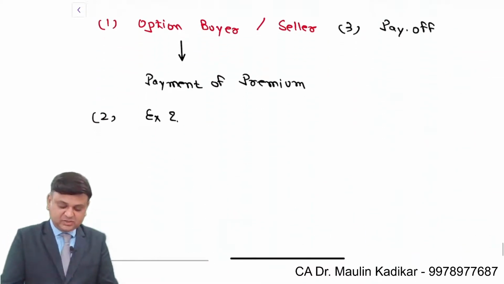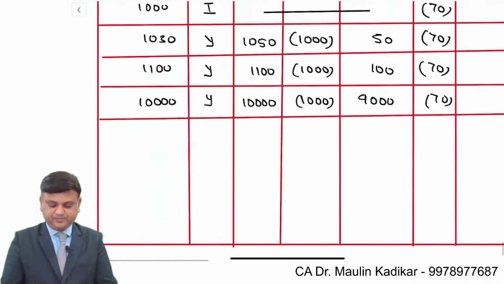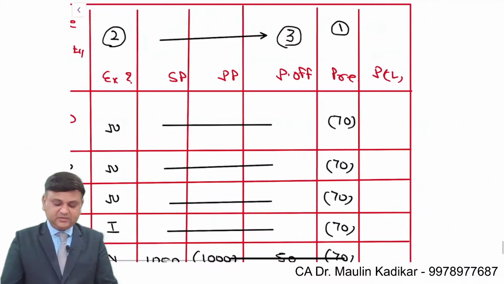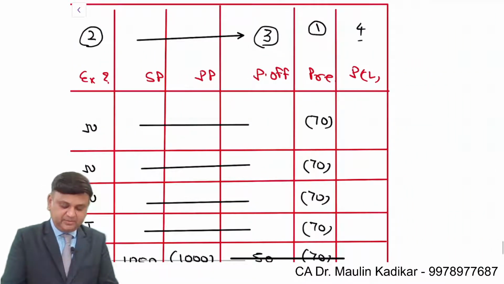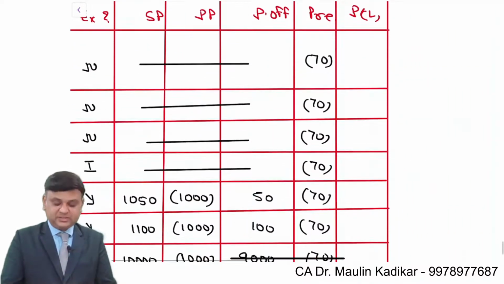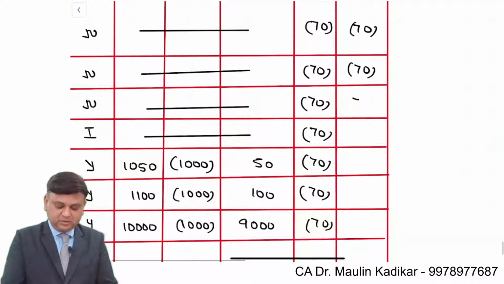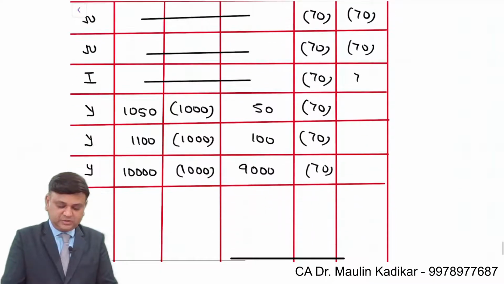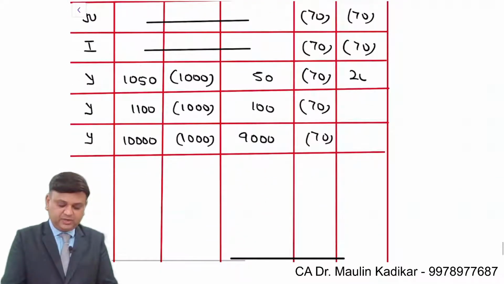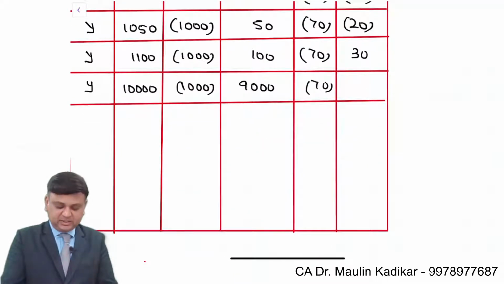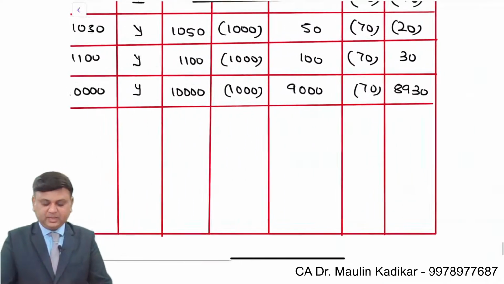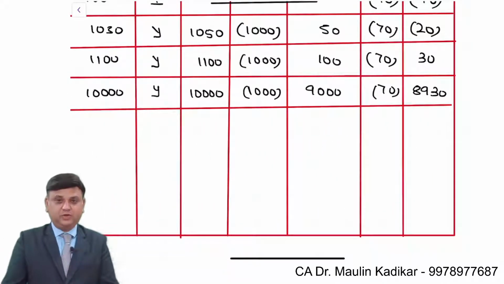And of course the last column will be the calculation of the profit or loss. That will be computed as the difference of the payoff and the premium. So in the first case there is a loss of 70, loss of 70, loss of 70, loss of 70, loss of 20, profit of 30, and profit of 8,930. That is the way we are required to compute the profit or loss.